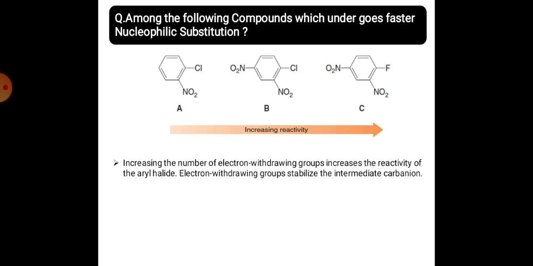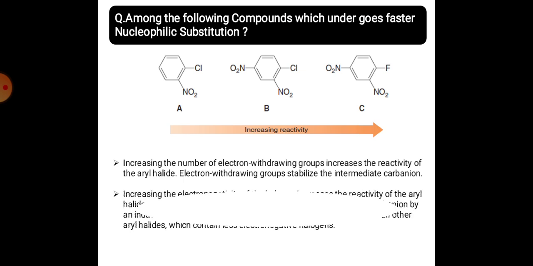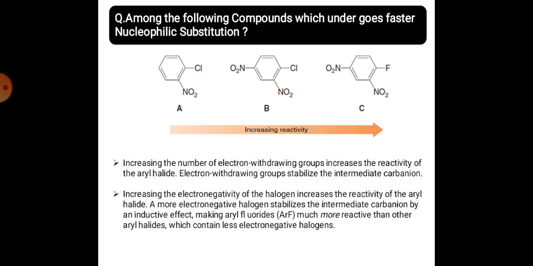One is that an increasing number of electron withdrawing groups increases the reactivity of aryl halide; when the electron withdrawing group is there maximum, it can stabilize the carbanion, as I just mentioned in the mechanism. And increasing the electronegativity of the halogen, that is from fluorine, chlorine, etc. You know that fluorine is more electronegative than other halogens, so that increases the reactivity of aryl halides. As the more electronegative halogen is present, it stabilizes the intermediate. And that's why ArF.